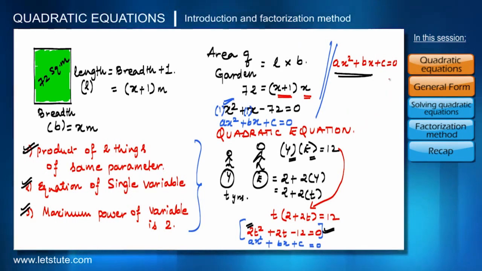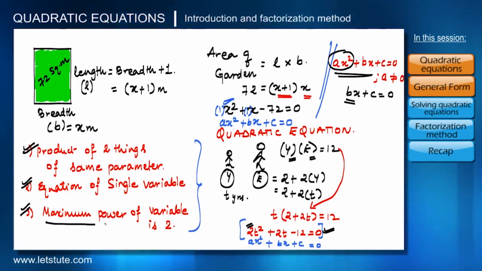And there is one more condition with this general form, that a cannot be 0. That means if a is 0, this whole term becomes 0 and what remains is bx plus c equals 0. Then this equation cannot be called quadratic because the third point, that the maximum power of the variable is 2, is not satisfied since we have power 1 over here. Rather, this equation is called a linear equation.